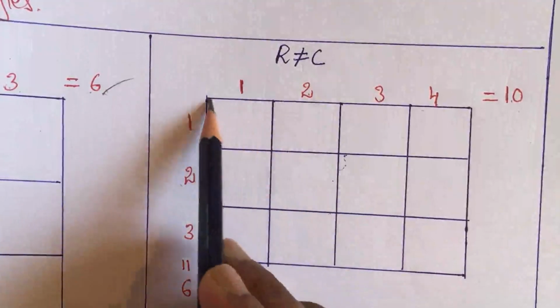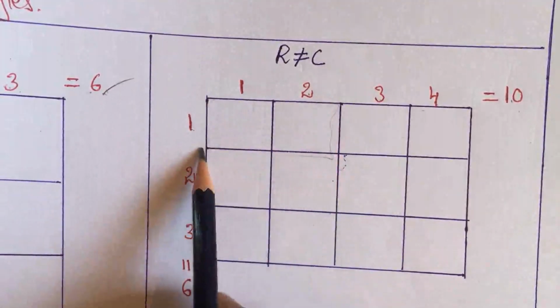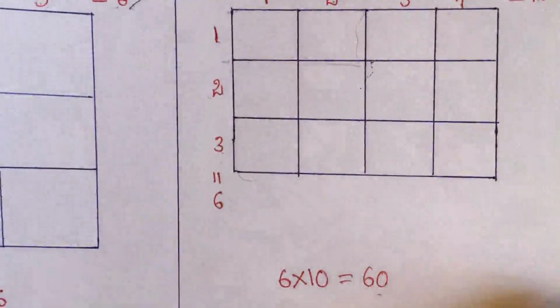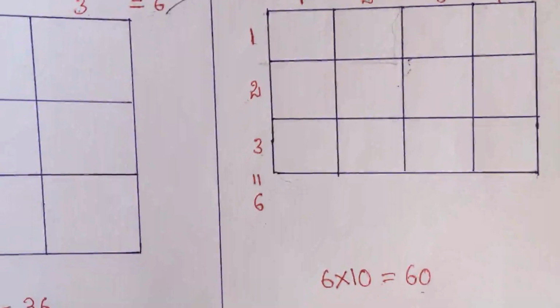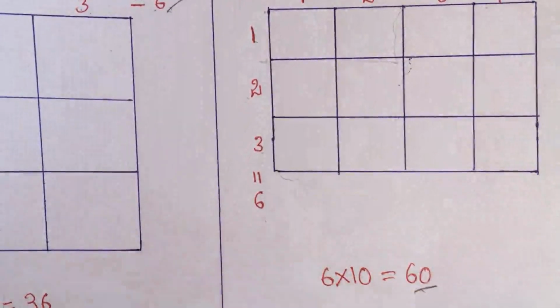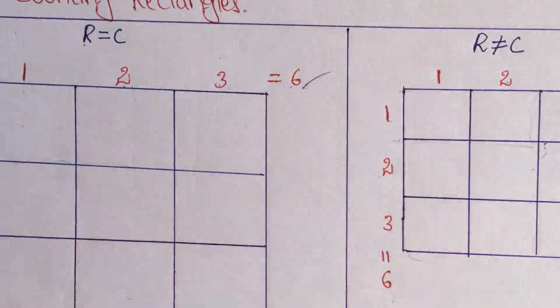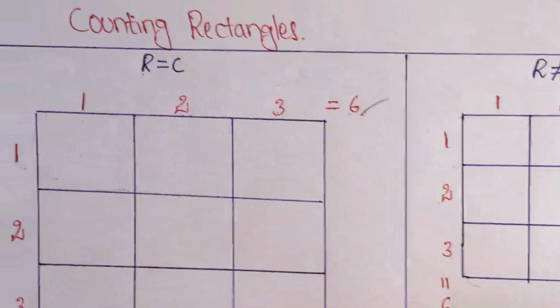We can see the first one, this is the first one and this is the second one, and like this the total number of rectangles in this complex figure is 60. This same procedure applies to every complex figure to find rectangles.